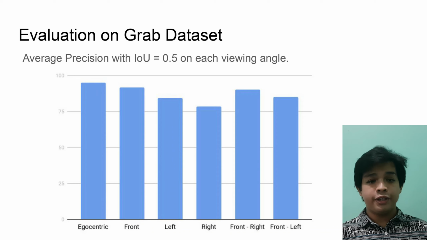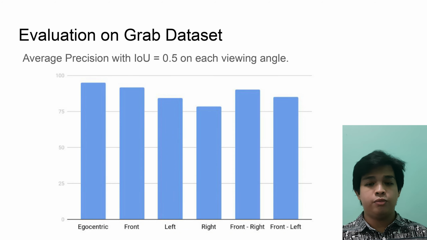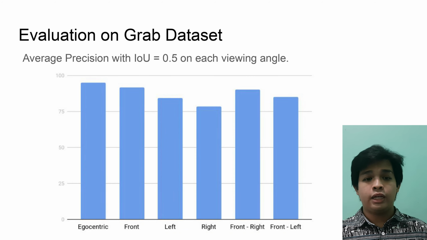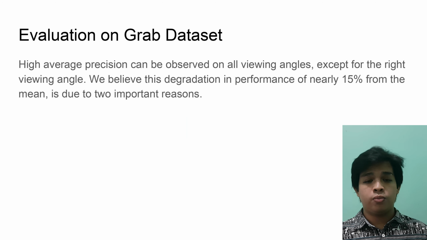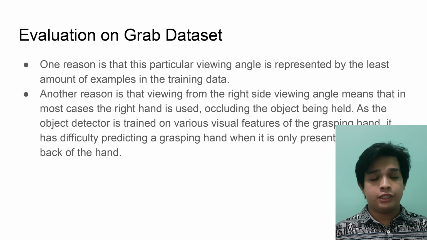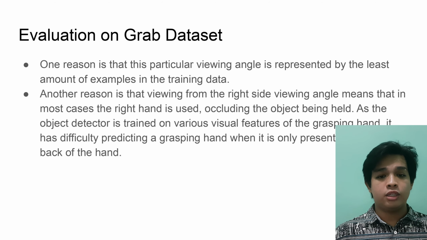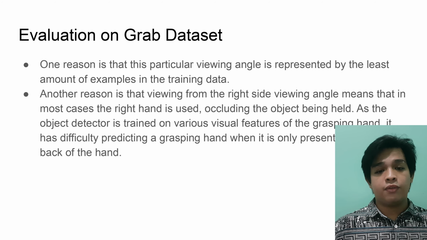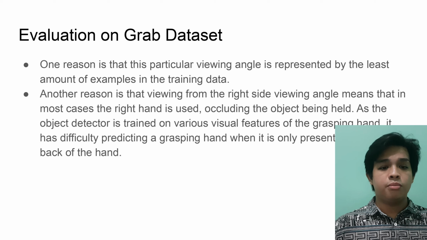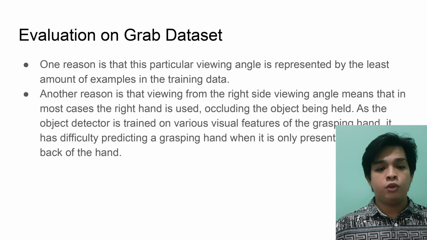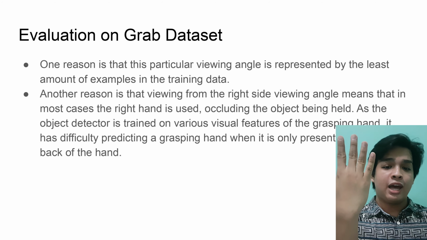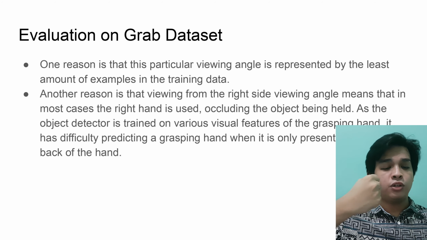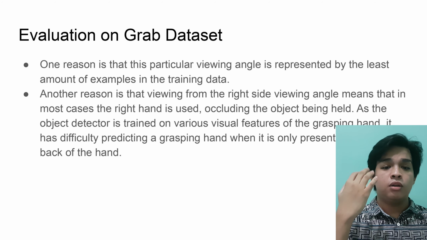As can be seen in the figure, high average precision can be observed on all viewing angles, except for the case of the right viewing angle. We believe this degradation in performance of nearly 15% from the mean is due to two important reasons. One reason is that this particular viewing angle is represented by the least amount of examples in the training data. Another reason is that viewing from the right side viewing angle means that in most cases, the camera will be viewing the back of the hand. The back of the hand is usually seen as a flat surface which presents very few visual features.